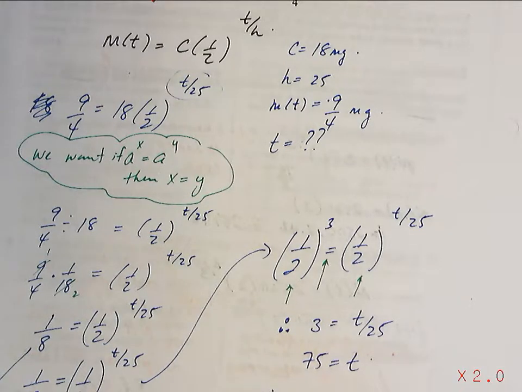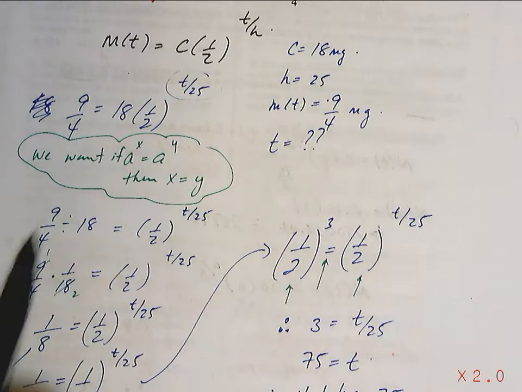So therefore, it takes 75 years for 18 milligrams of SR90 to decay to 9 over 4 milligrams.